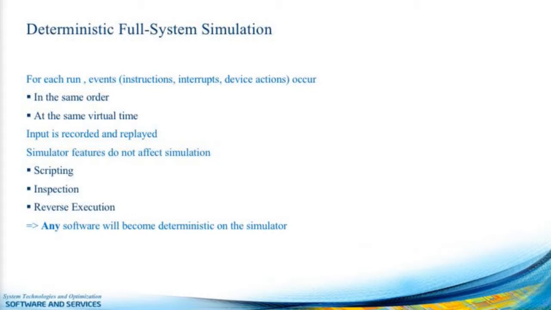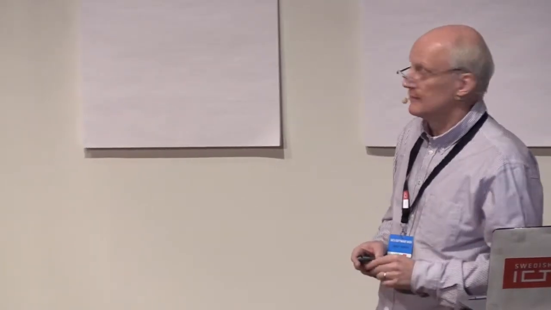So if you write a script that checks the state of the simulator every now and then, that script will not affect what is being simulated. Even if you do reverse execution, the property that the simulator runs backwards, that does not affect the simulation. If you run backwards and then you run forwards again, you will end up in exactly the same place. Now, one property of this, if you write the simulator the right way, is that any software that you run on this, remember we had the same software that ran on the real system now running on the simulator, any software will become deterministic on the simulator.